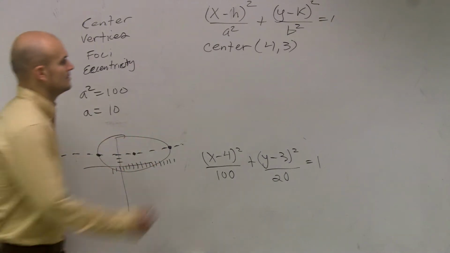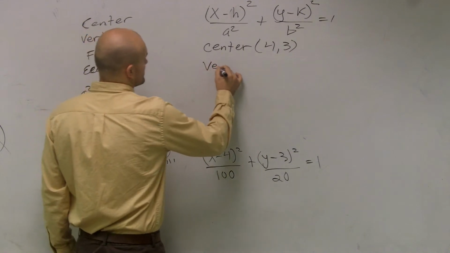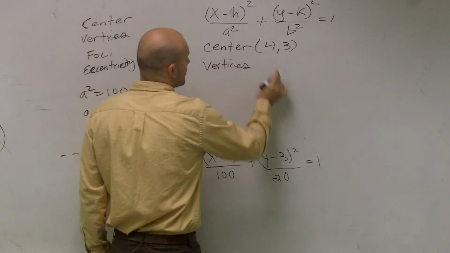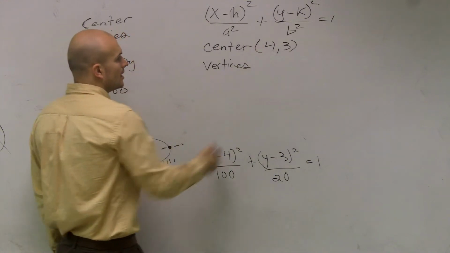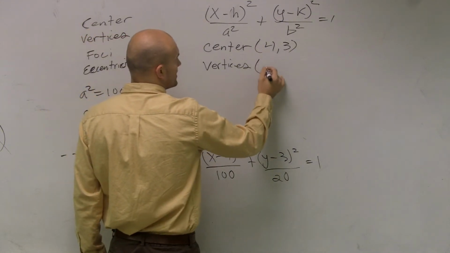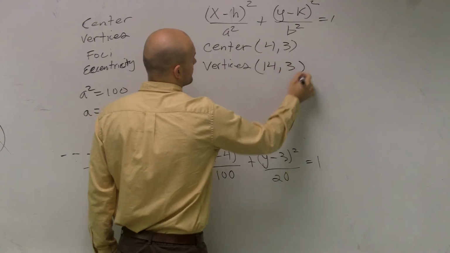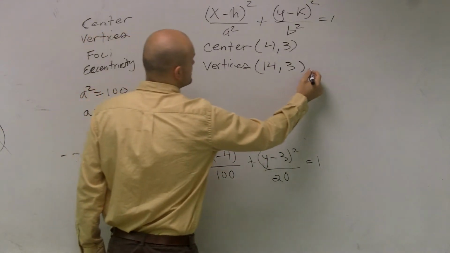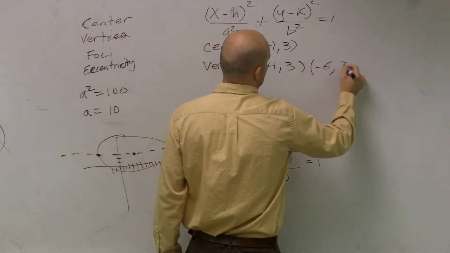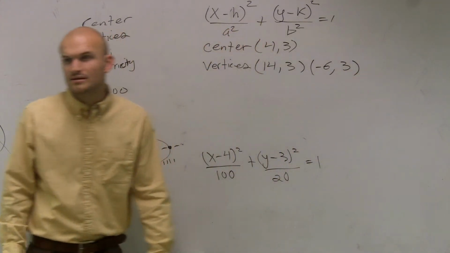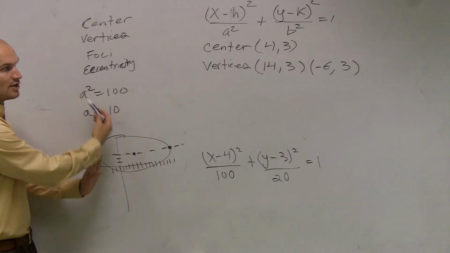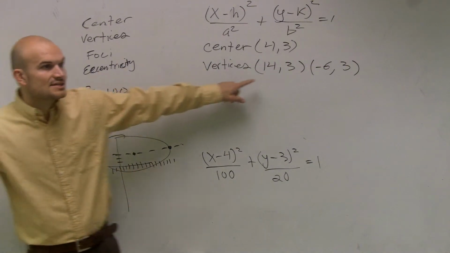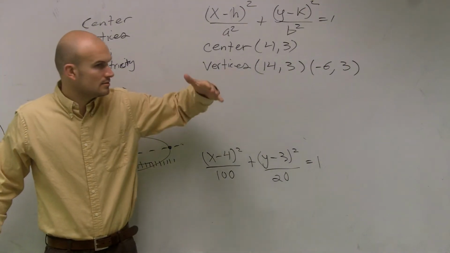The x coordinate, right? So to find my vertices, all I'm going to do is plus and minus from the center. So the vertices would be 14, 3 and -6, 3. Does everybody understand that? Does that make sense? Because I determined that it's horizontal. If it was vertical, we'd be plus or minusing 10 to the y coordinate of the center.